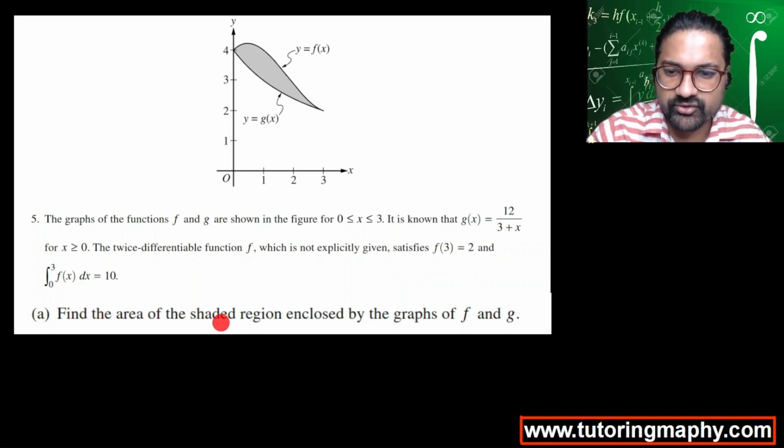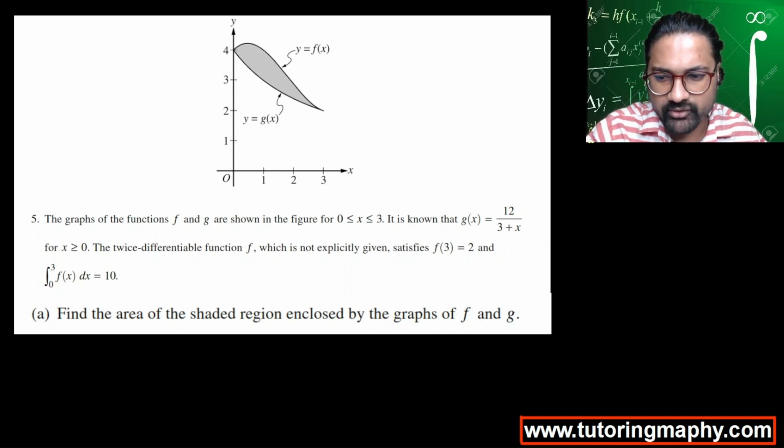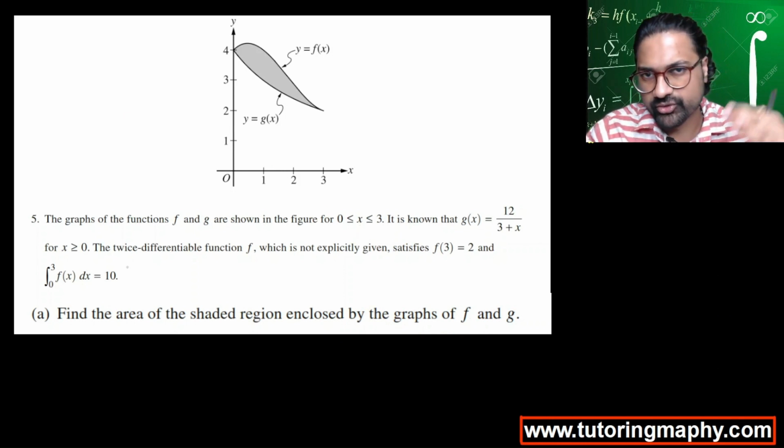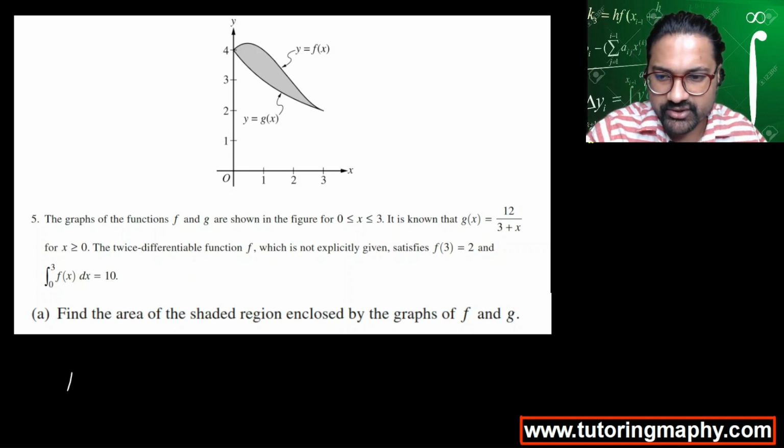So they are asking us to find the area of the shaded region enclosed by the graphs of f and g. Okay, that's pretty straightforward because the area which is enclosed between two functions is just given by the integration of whatever the bounds of x are.